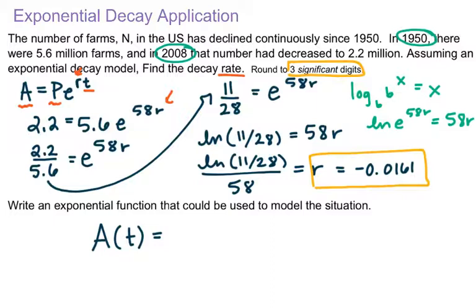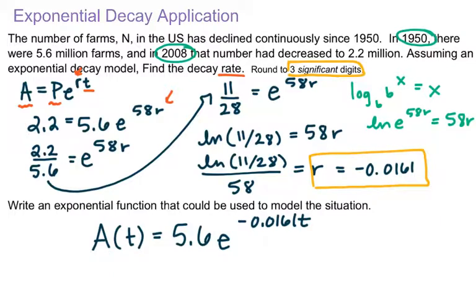So A of t equals my initial amount, 5.6 e to the rt. Now, t is an independent variable. The amount of time can change. So I'm only going to put my r in, 0.0161, and I'm going to leave my t value. Remember, if we have a function, we have to have an independent variable or an input, in this case t, and a dependent variable or output, A of t. All right, so in order for this to be a function, it must have this input and output value.